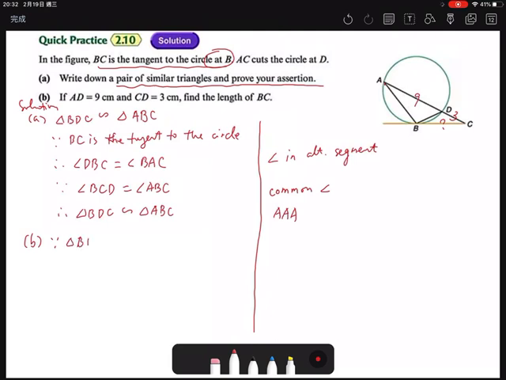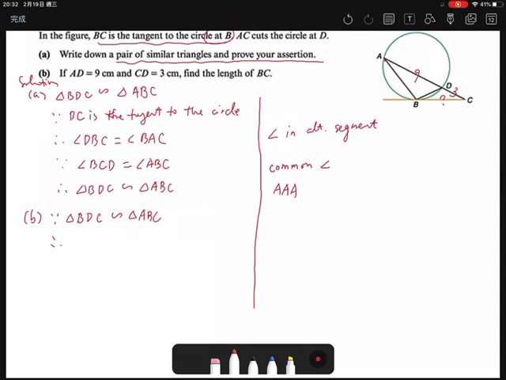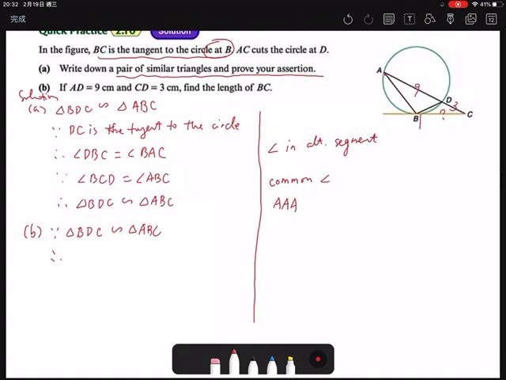Because triangle BDC is similar to triangle ABC, we want to use BC in two triangles, and also use DC. Given DC, DC is corresponding to BC.